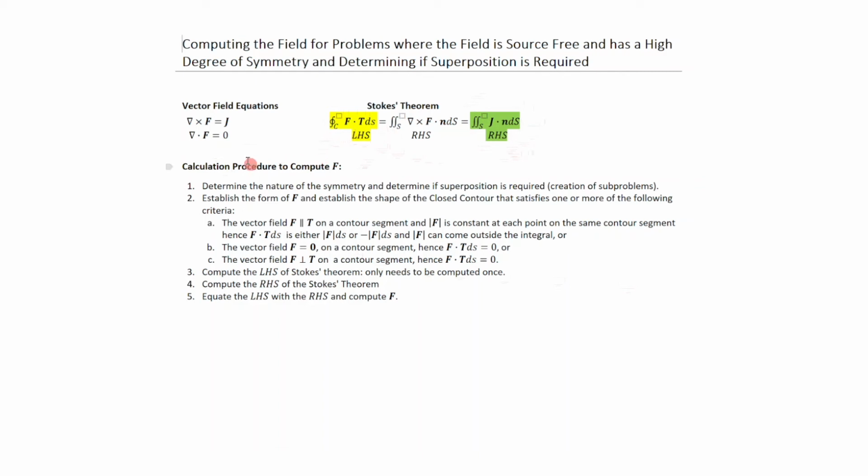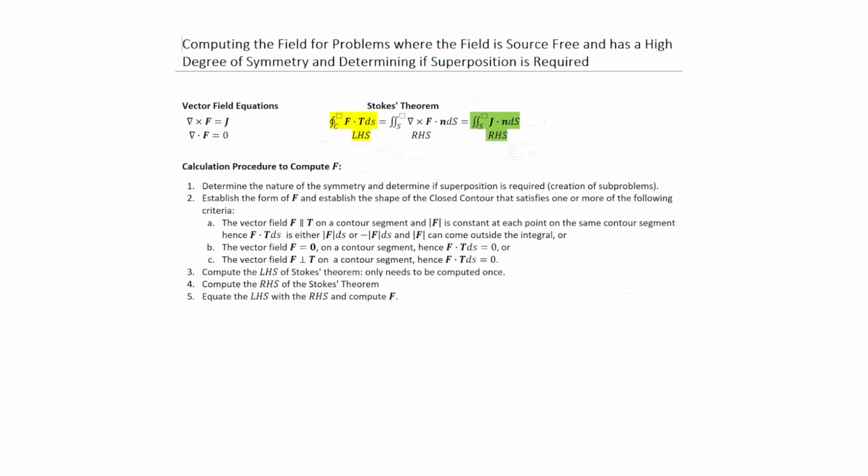So in brief, the calculation procedure to compute F is as follows. First of all, determine the nature of the symmetry and determine if superposition is required. Again, whether or not you need to create a number of subproblems. Secondly is to establish the form of F and establish the shape of the closed contour that satisfies one or more of the following criteria.